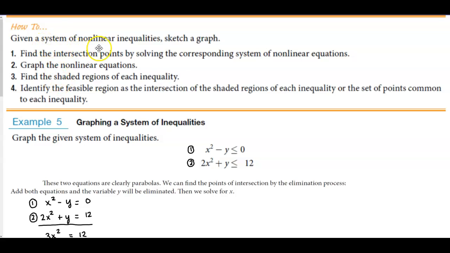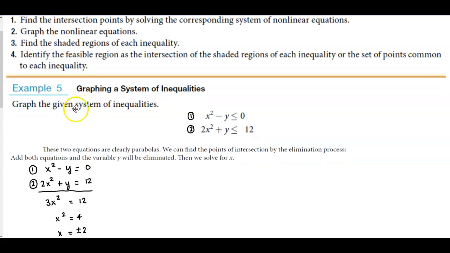Okay, if we're given a system of nonlinear inequalities, we want to sketch a graph. Number one, we're going to find the intersection points by solving the corresponding system of nonlinear equations. Number two, we're going to graph the nonlinear equations. Number three, we're going to find the shaded regions of each inequality. Number four, we're going to identify the feasible region as the intersection of the shaded regions of each inequality, or the set of points common to each inequality.